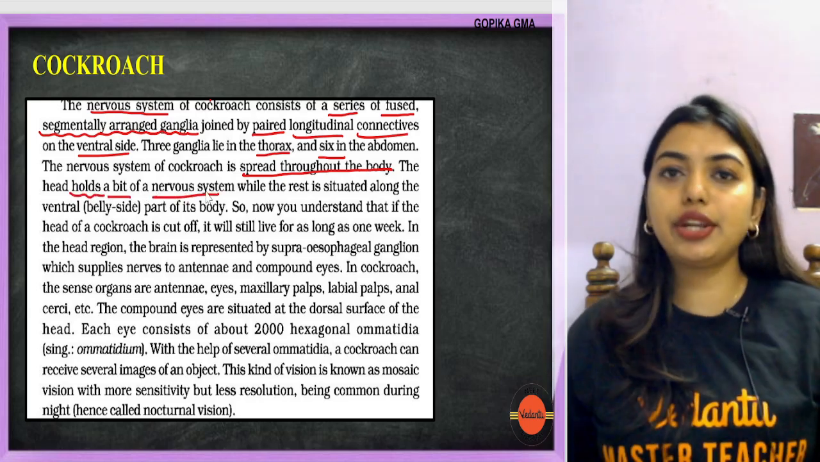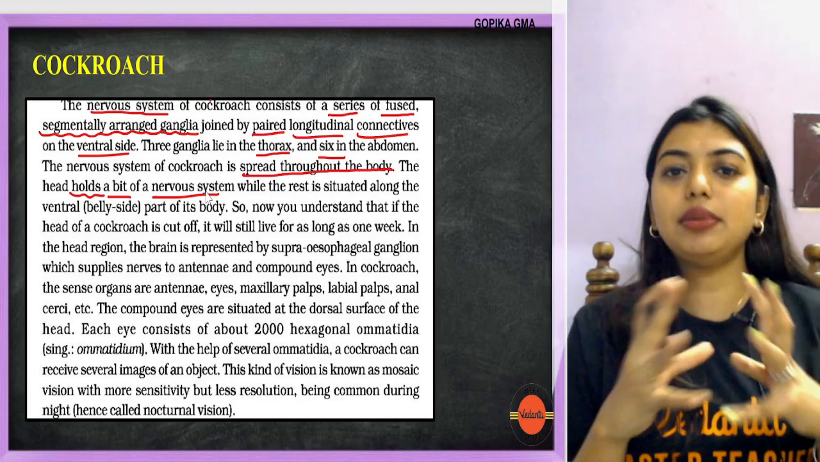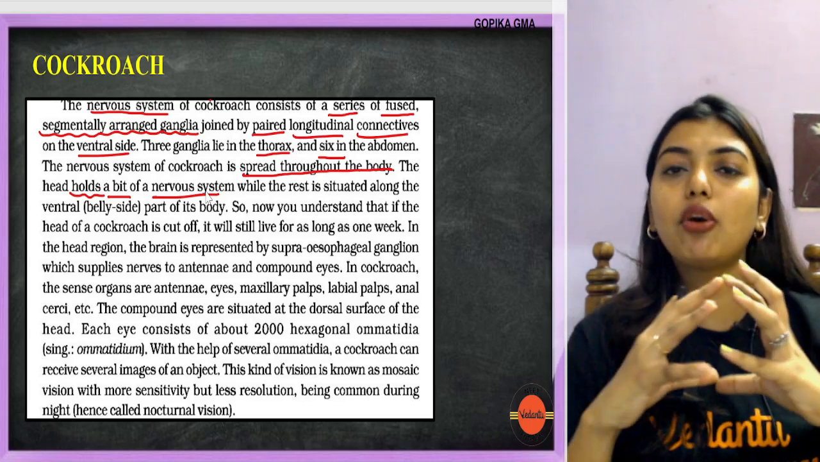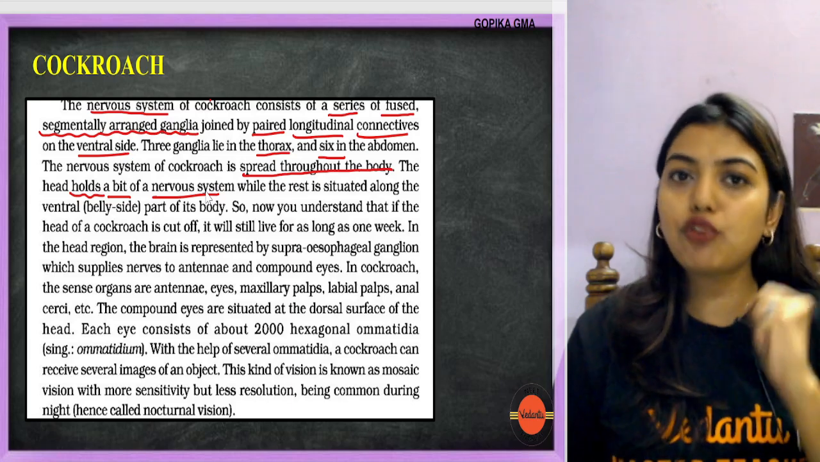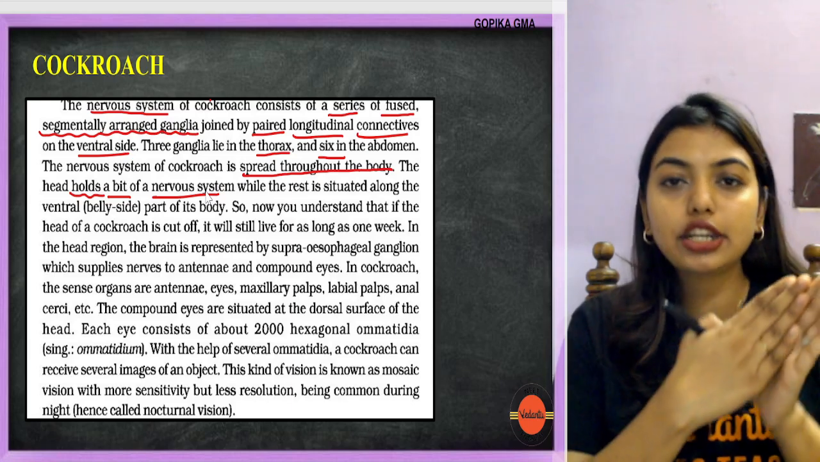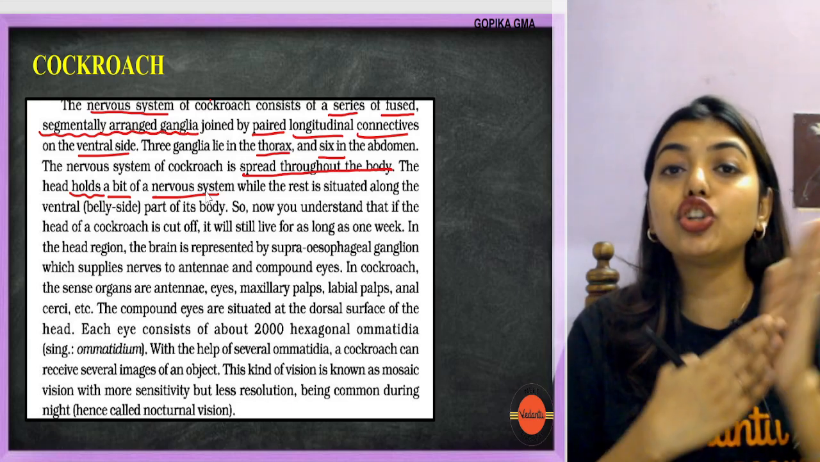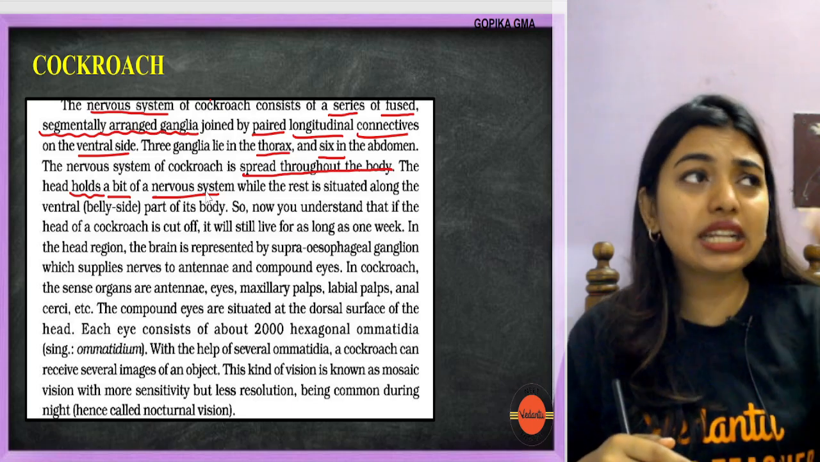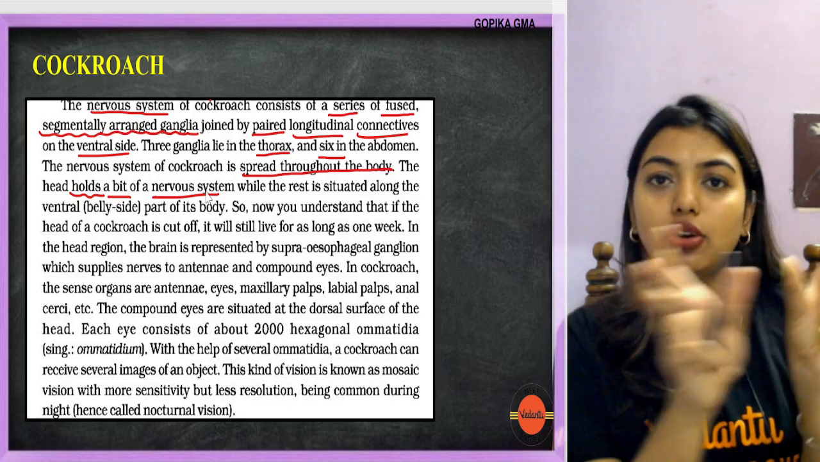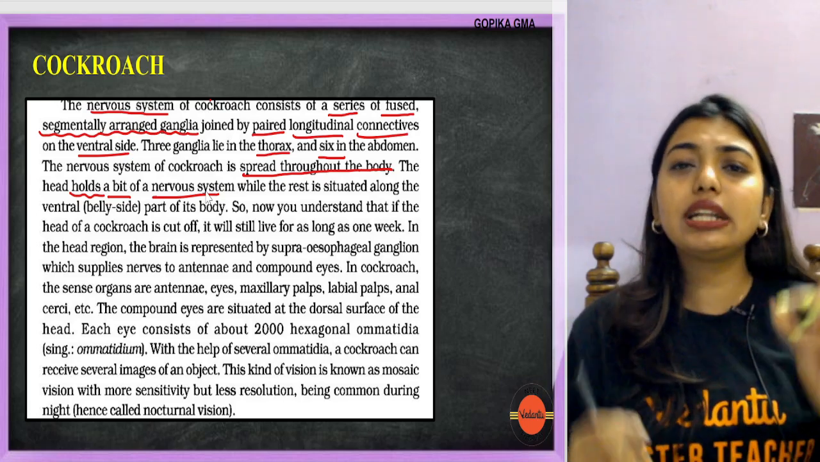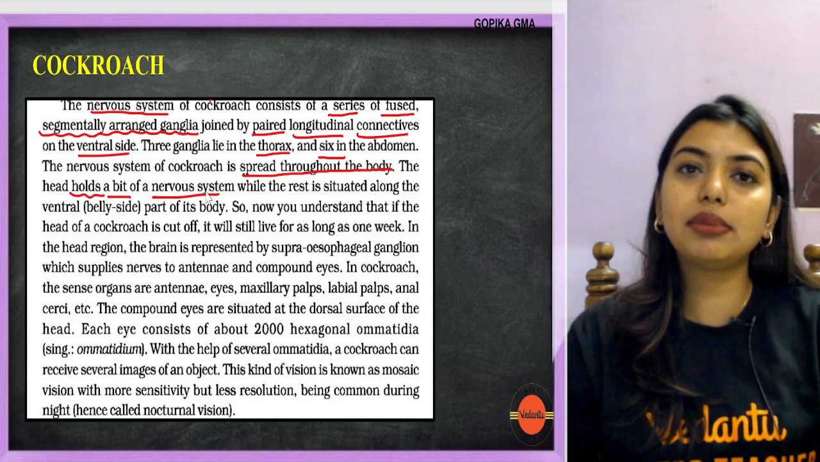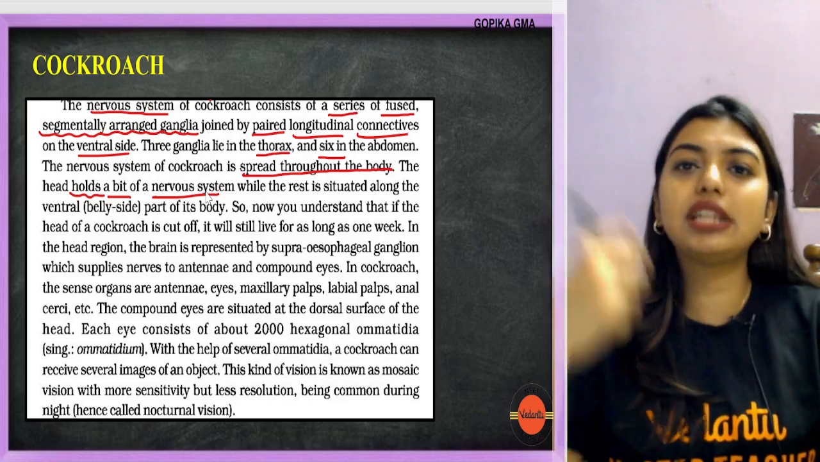So here they're trying to say that the nervous system is formed as fused ganglions. Many nerves coming together will form fused ganglions. Okay, they are formed like that, and they are connected to each other with a pair of longitudinal connectives on the ventral side. Now 3 ganglia will be in the thorax and 6 will be on the abdomen side. Now very little extension will be there in the head region.